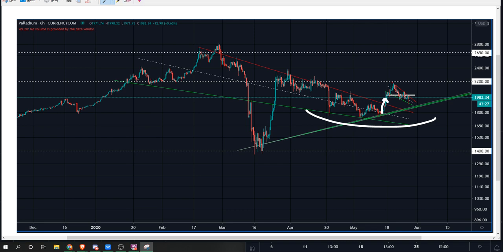And I think this is the first continuation pattern before we could get another move to the upside. A major level that I do want to see the price pass is 2,200. That would be a really good area for the price to pass. As of right now, we are in a nice wedge.